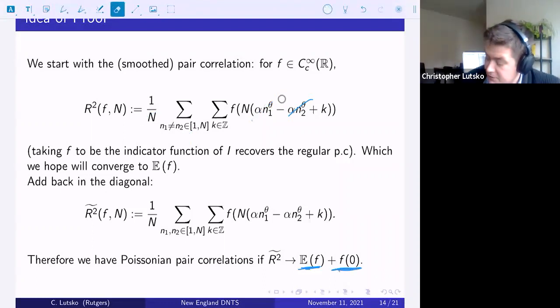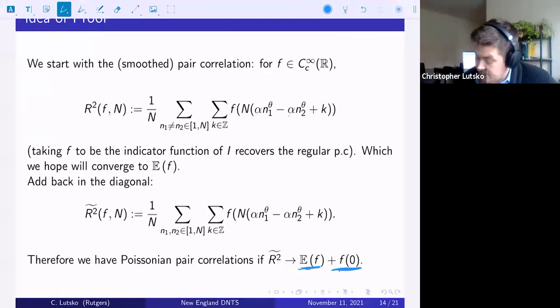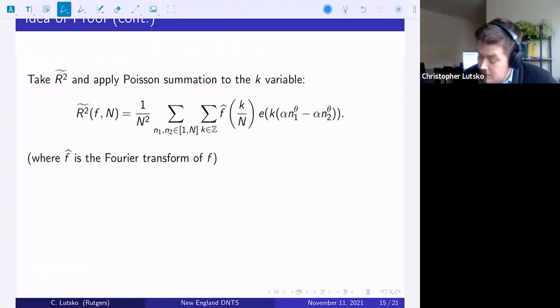Okay, so our goal is to show that R2 tilde converges to the expectation of f plus f of 0. Let's apply Poisson summation to the sum over k. Here we have a sum over the integers. We can replace that with a sum over the integers of the Fourier transform. So we pick up an f hat of k over n, and then we have this exponential sum. Notice that we've pulled out an n.